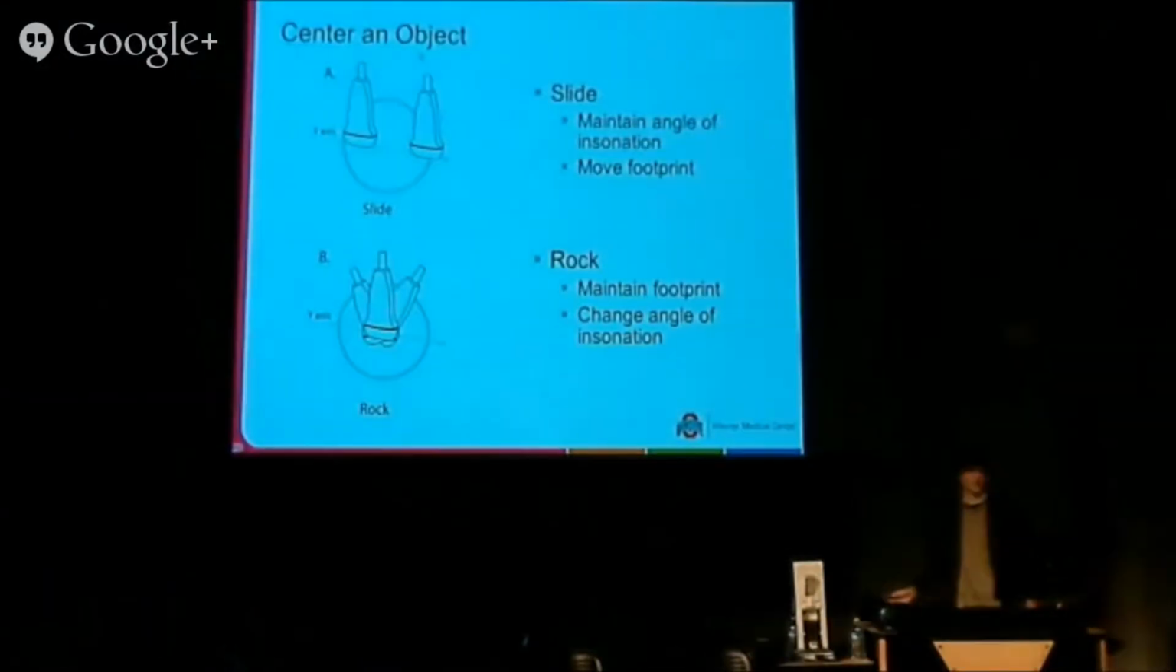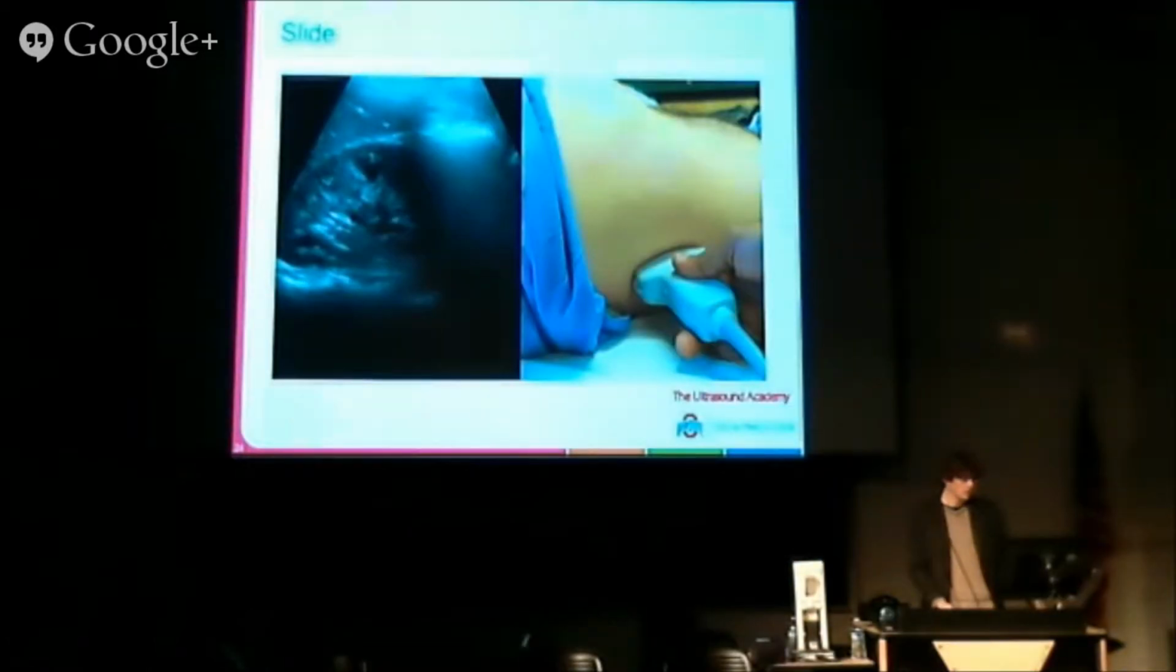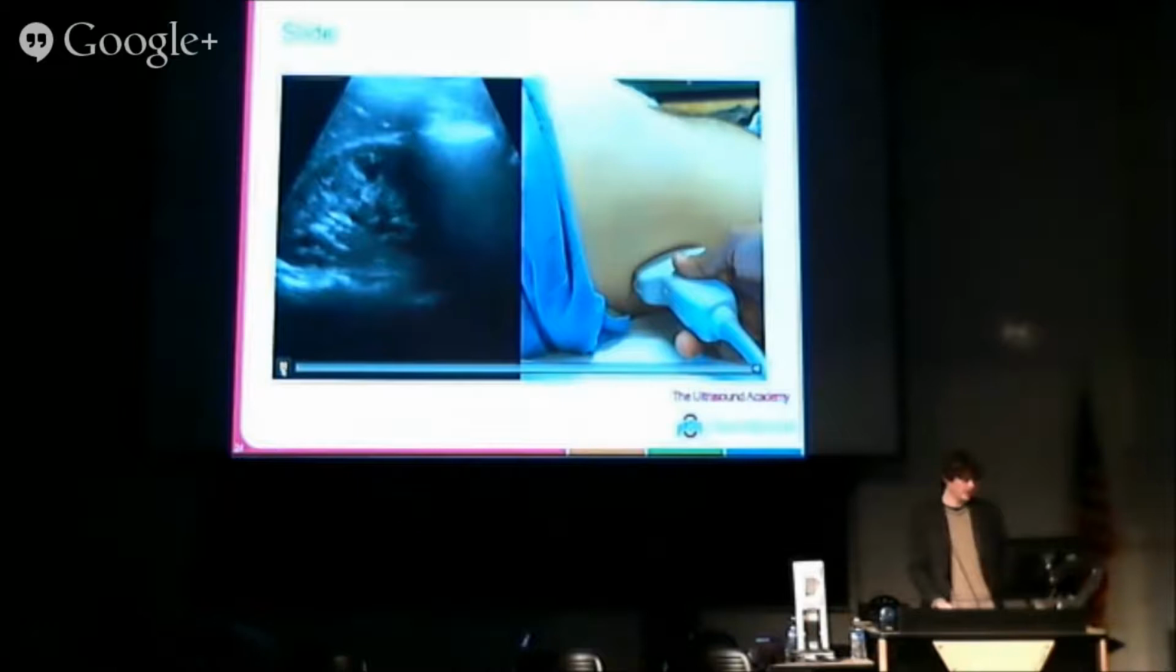The next thing is centering an object. So here we can either rock or slide. So these are both movements in the long axis of the probe. The slide, similar to when we were sweeping, the angle of inclination is going to stay the same, and we're going to move the footprint. As opposed to the rock, the angle of inclination is going to change, and the footprint is going to stay in one position. So here is an example of sliding.